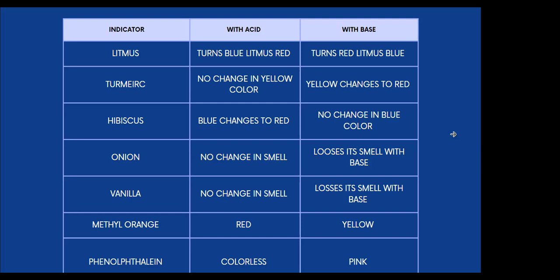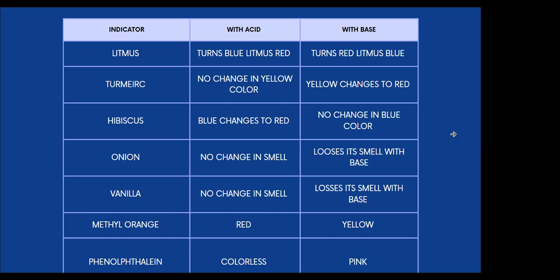And with vanilla and onion, this is something we have already experienced in our daily life. When we eat onion or our hands get smelly after cutting onion, we wash it with our soap or we brush our teeth. So the smell goes away. Our soap and our toothpaste each have base. So onion and vanilla essence lose their smell with base, but there is no change in smell with the acids.